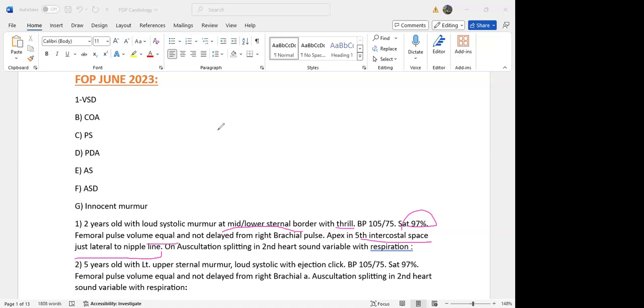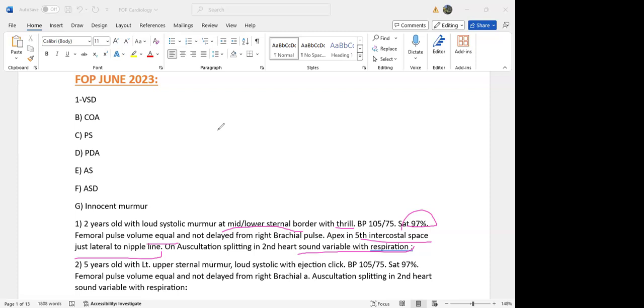Just lateral means a little bit displaced; normally it should be in the midline or medial. Auscultation means second heart sound variable with respiration. So this is the normal physiology, variability with the respiration. So what do you think, what could be the most likely cause in this child? The cause would be VSD, simply VSD.